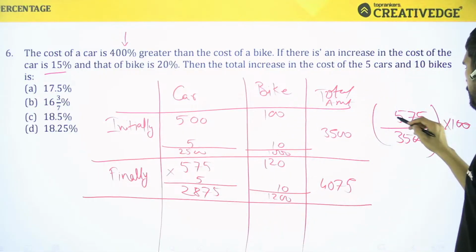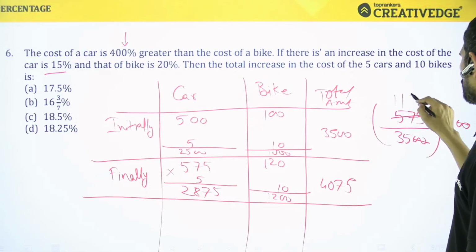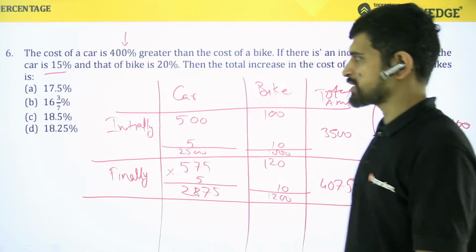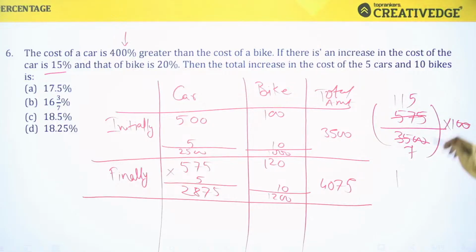Now let's cancel it by 5. So that makes it 1, 1, carry over is 2, 5. This is 7. 115 divided by 7. 7 ones are 7, carry over is 4. 7 6 are 42, carry over is 3. So this is 16 integer 3 by 7.